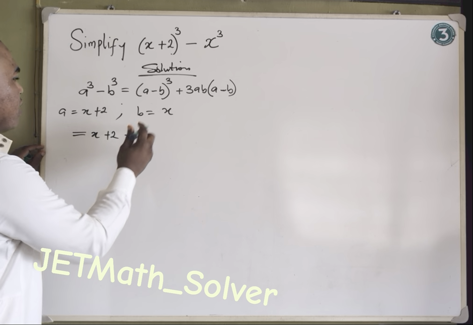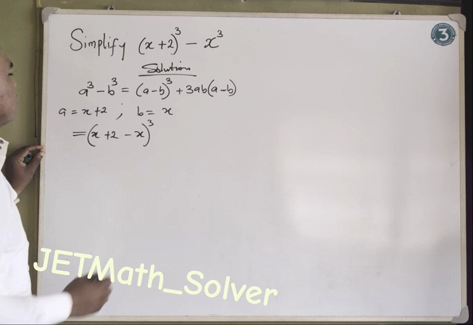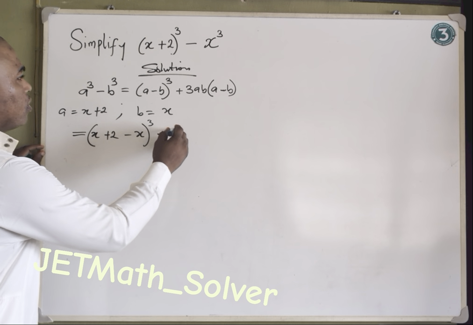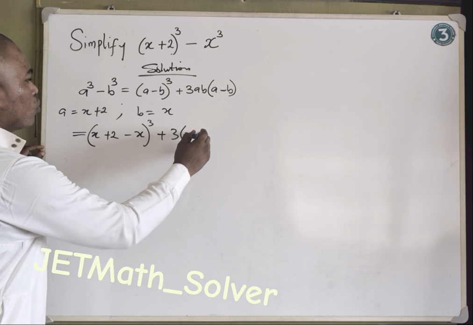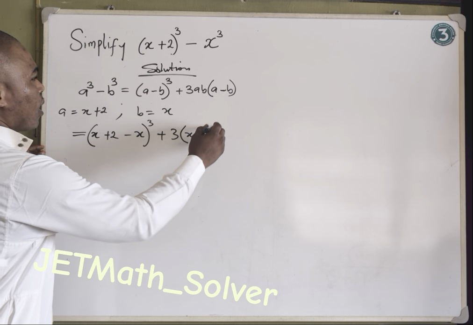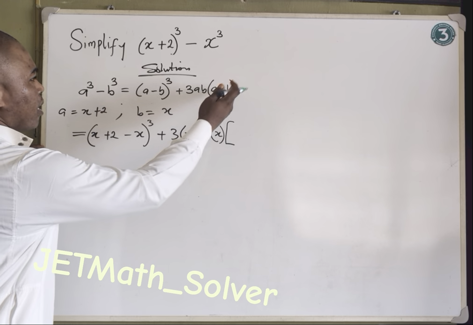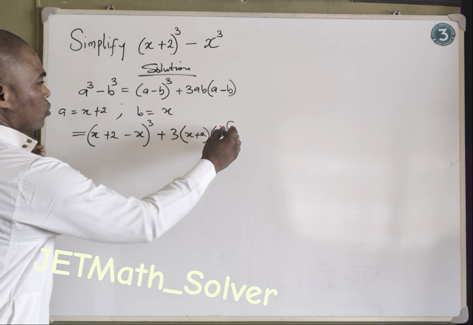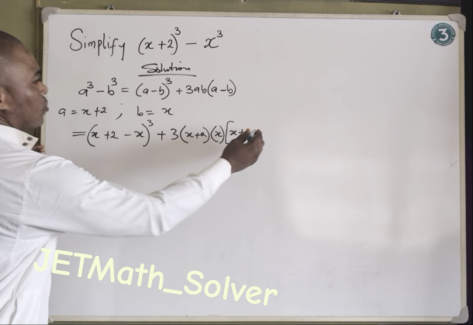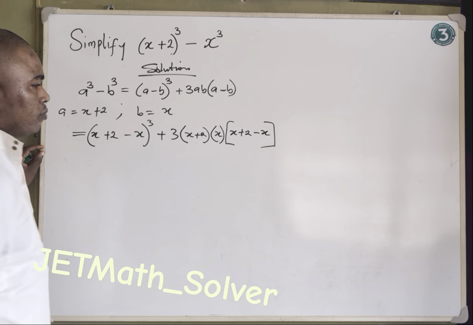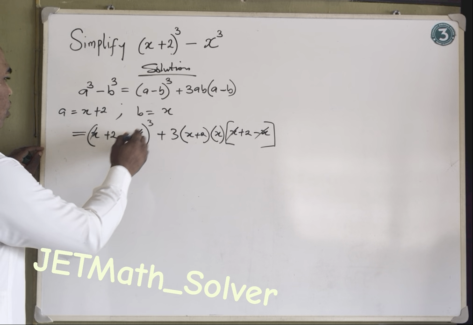Minus b. My b is x, all raised to power 3, plus 3 into bracket of my a, which is x + 2, multiplied by b, which is x. Then multiply by a − b. My a is x + 2 minus x. That is my b. Now, the x cancels this, and this cancels this.